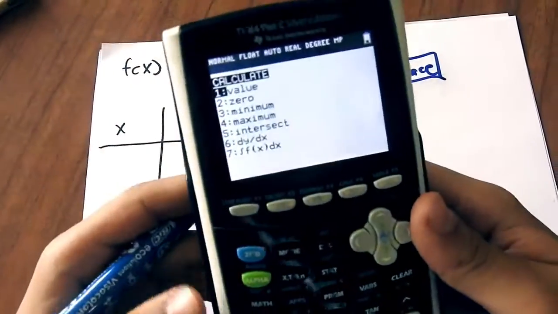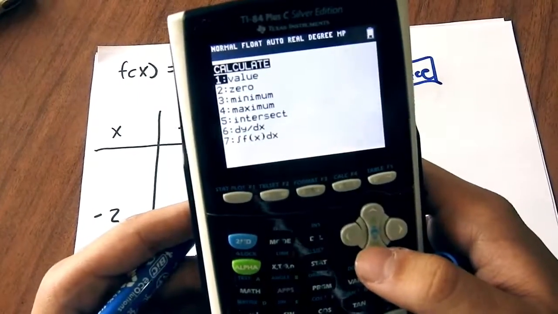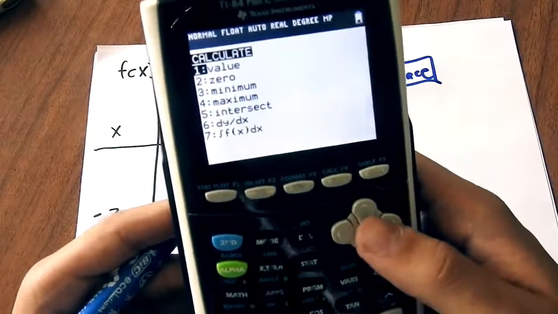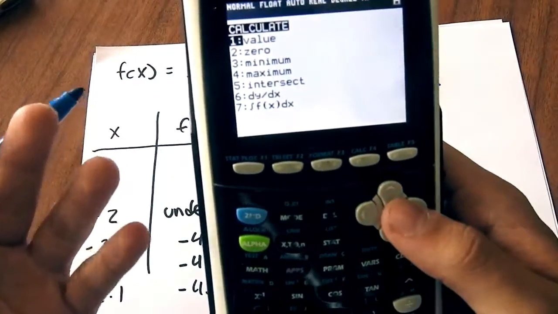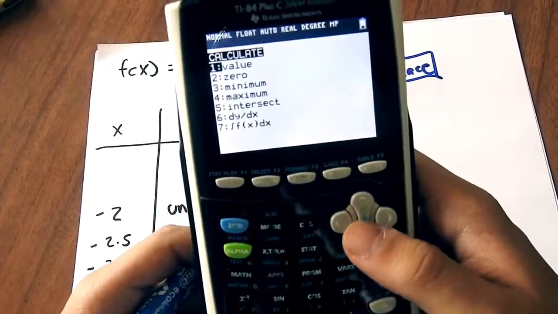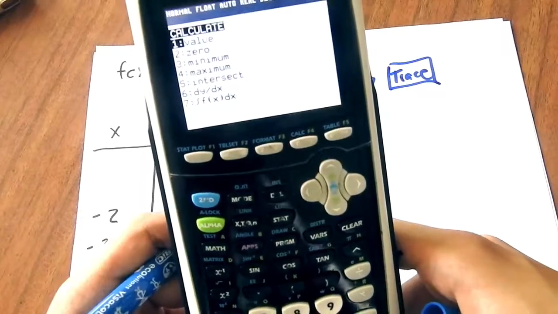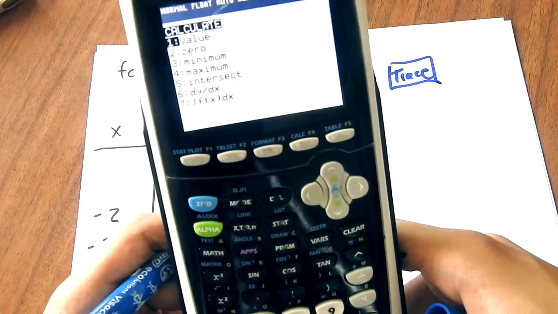In this menu, the first option, as you can see, is called value. This is to calculate values as we were doing just a moment ago, but way faster. We already took values smaller than negative 2. Now let's take values bigger than negative 2.